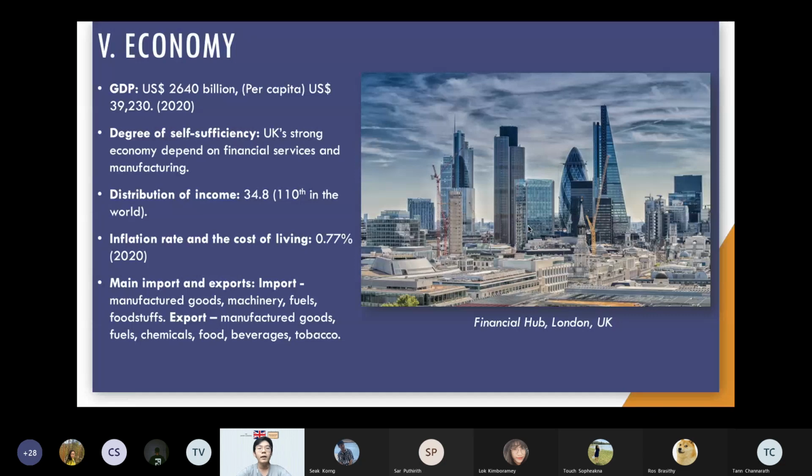Next, we move to the next part, which is the economy. The GDP in 2020 is around $2,640 billion, and GDP per capita is almost 40,000 US dollars. And for the degree of self-sufficiency, the UK's strong economy depends on financial services and manufacturing. And the distribution of income is 34.8. The inflation rate and the cost of living is 0.77% in 2020. The main imports are manufactured goods, machinery, fuels, and foodstuff, and the main exports are manufactured goods, fuels, chemicals, food, beverages, and tobacco.